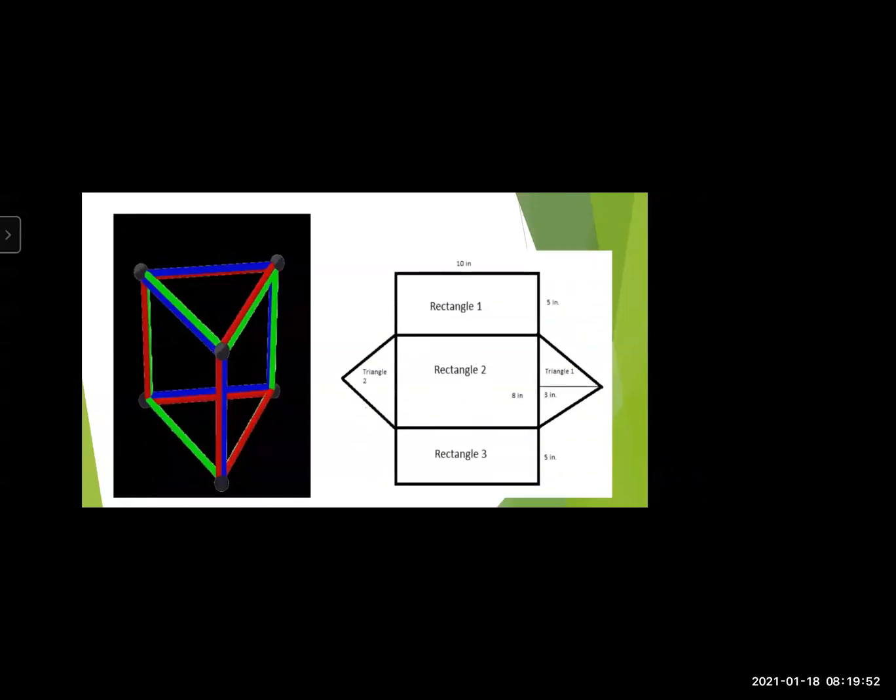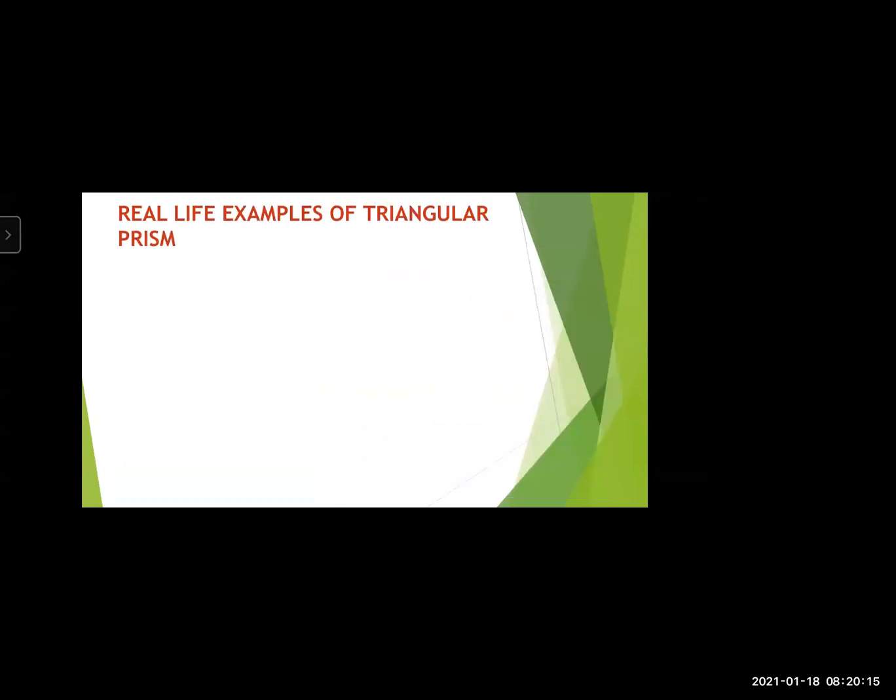Now clearly this is a net of triangular prism: rectangle 1, rectangle 2 and rectangle 3, and to both the sides, to the opposite side, it has two equal length triangles. So this is a triangular prism. Why is it called a triangular prism? Because the base of this figure is triangle.